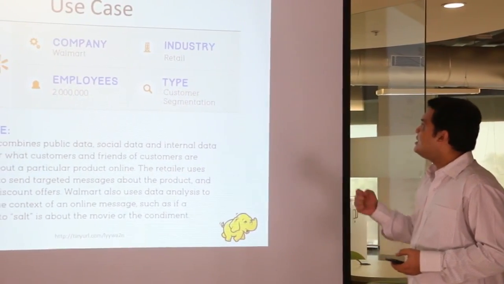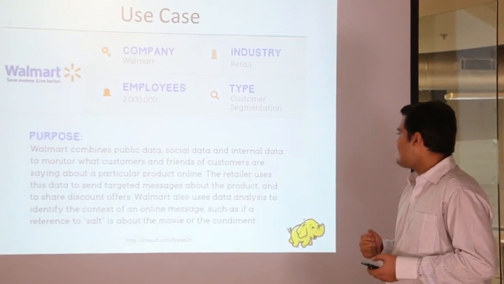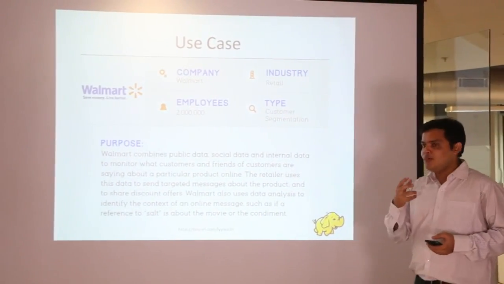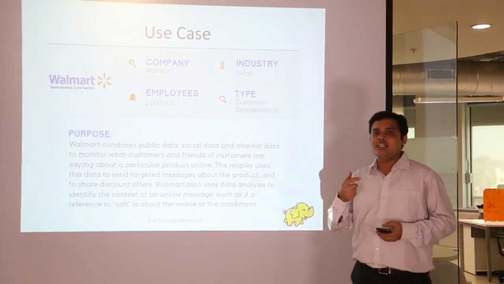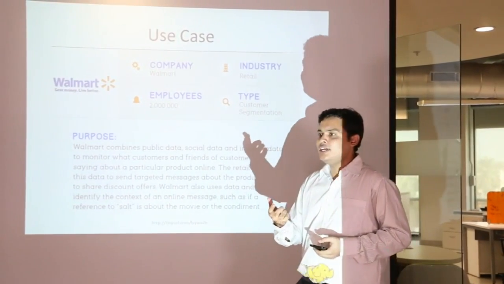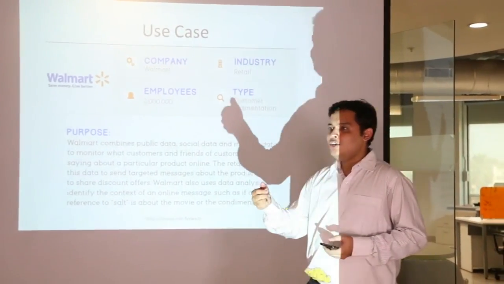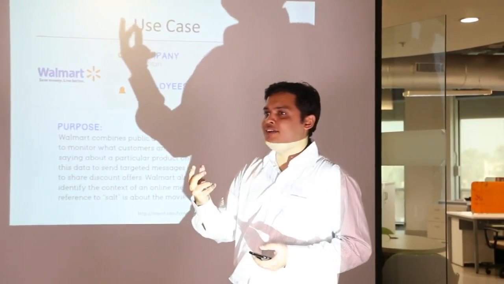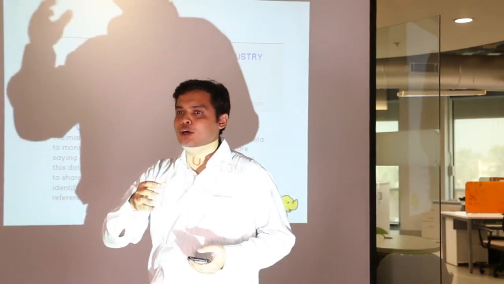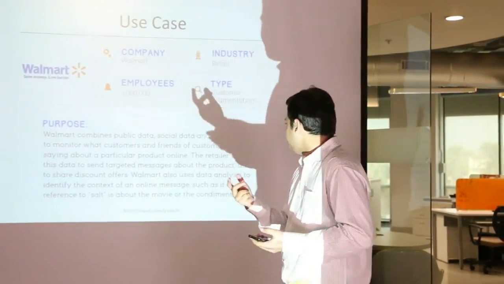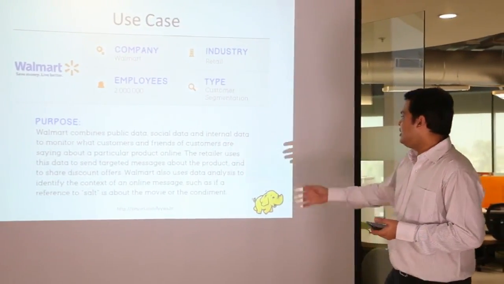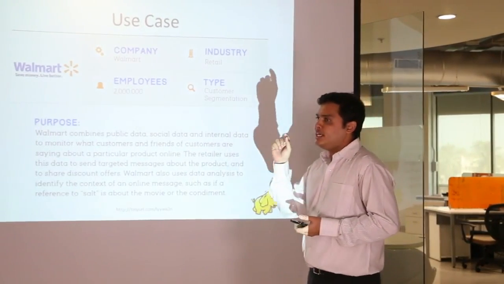Walmart. This is an interesting case again. What Walmart is trying to do is understand the context of a feed. Something like, if someone has written "salt" in a feed, it will try to identify whether that salt is related to some particular movie or it is actually a condiment. So they use data analysis to identify the context of the message.